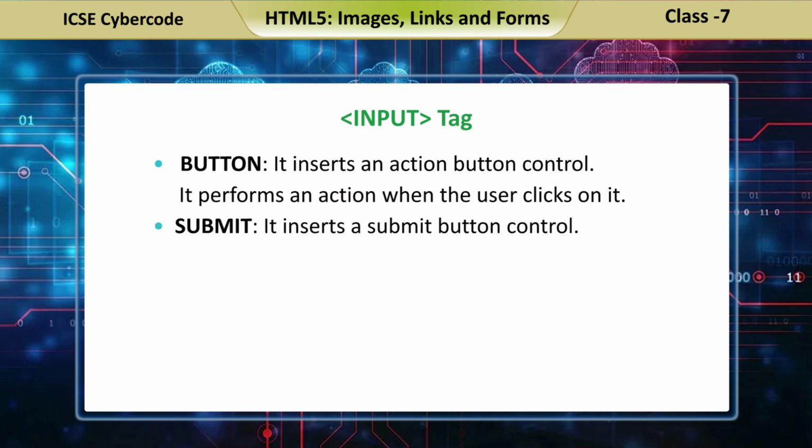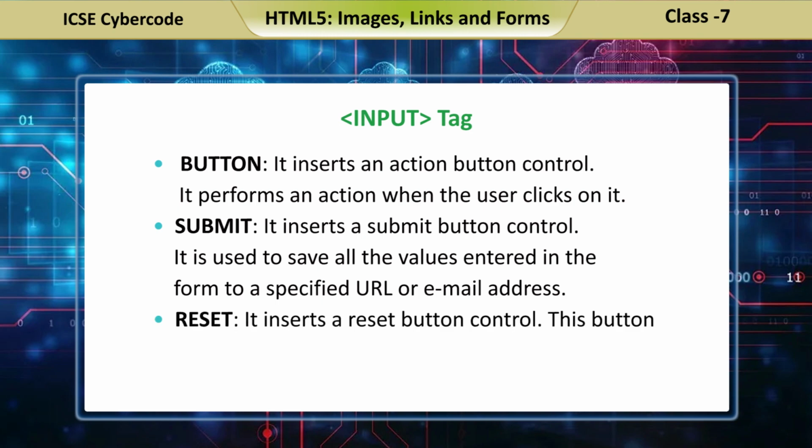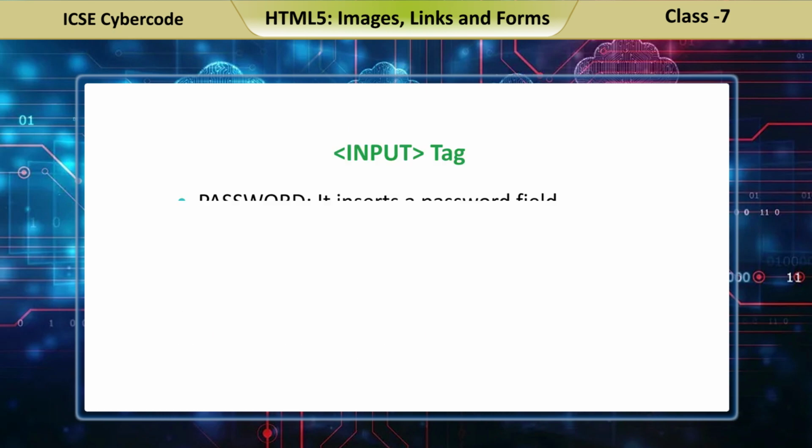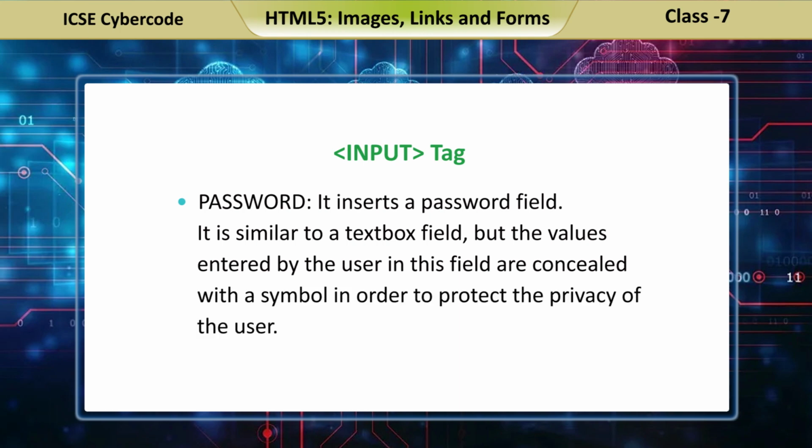Submit. It inserts a submit button control. It is used to save all the values entered in the form to a specified URL or email address. Reset. It inserts a reset button control. This button clears all the entered values from the form. Password. It inserts a password field. It is similar to a text box field, but the values entered by the user in this field are concealed with a symbol in order to protect the privacy of the user.